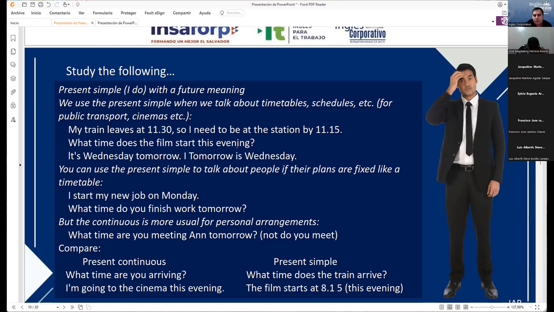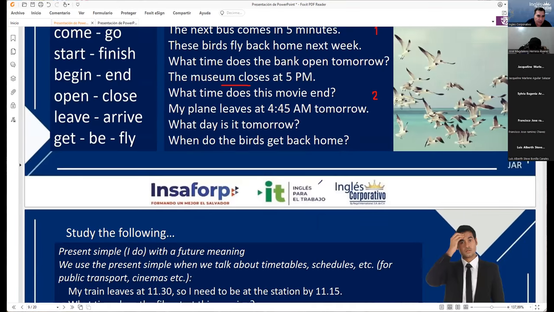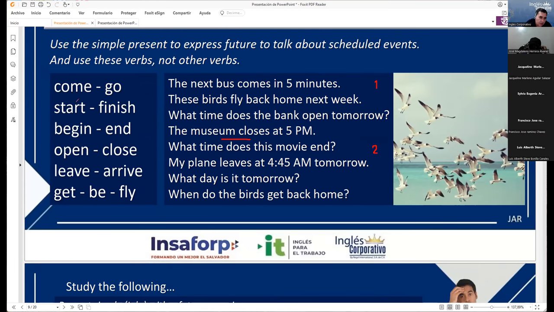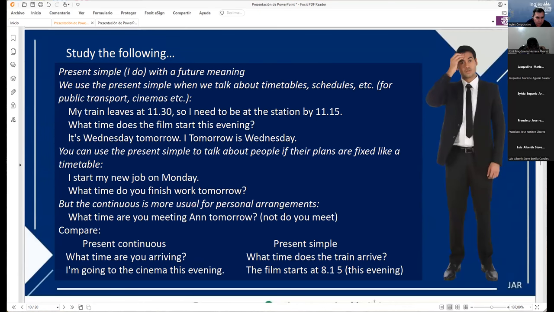You can use the present simple to talk about people if their plans are fixed like a timetable. I start my new job on Monday. You see that the verbs that are used are come, go, start, finish, begin, end, open, close, leave, arrive, get, be, and fly. Okay. What time do you finish work tomorrow? I finish work at 5 p.m. Okay. But the continuous is more usual for personal arrangements.